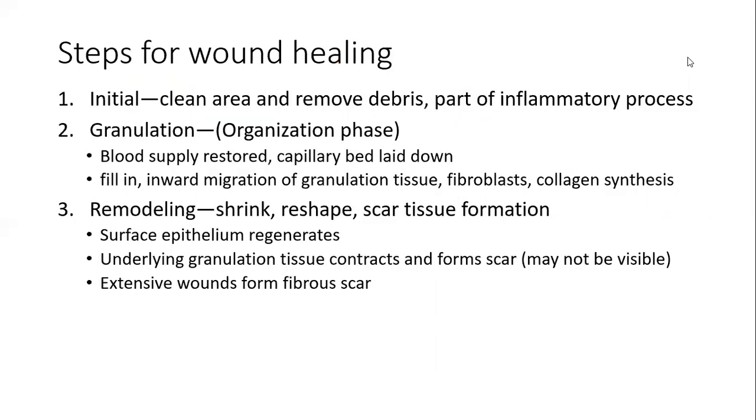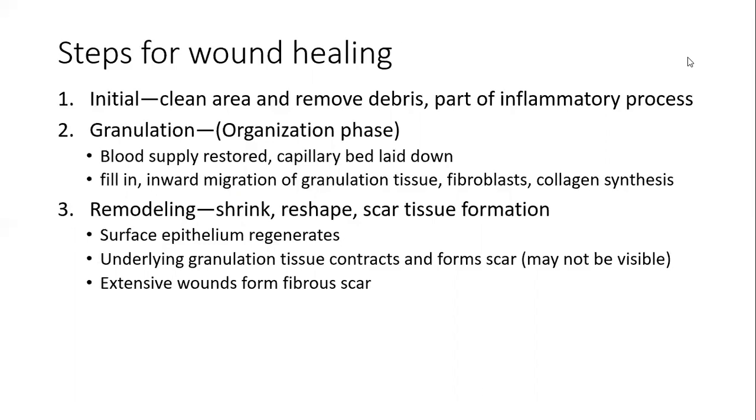Here are the steps for wound healing initially. Like we talked about, the area is cleaned and debris removed, which is part of the inflammatory process. Then granulation occurs, also known as the organization phase. The blood supply is restored, and new materials for the capillary bed are laid down. There's this fibrin framework, and then cells called granulation cells fill in, migrating from the edges of the wound into the middle. Then fibroblasts move in and reinforce the fibrin meshwork, and there's collagen synthesis.